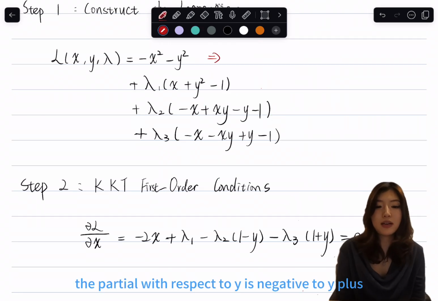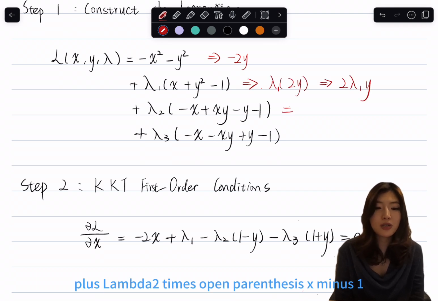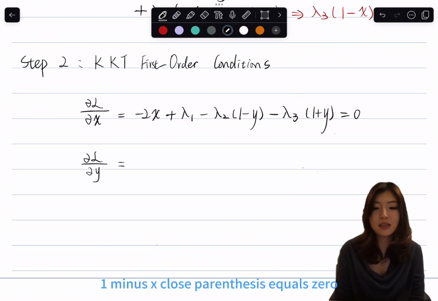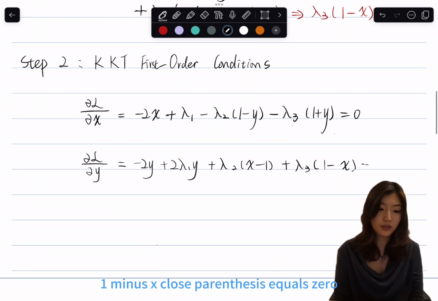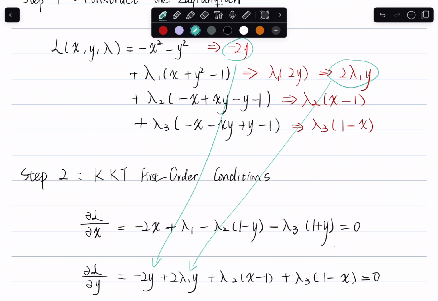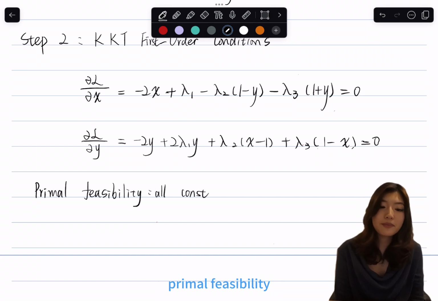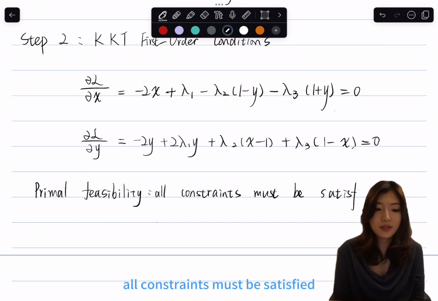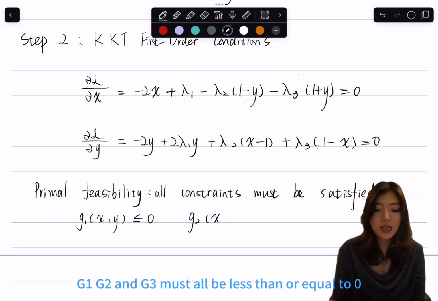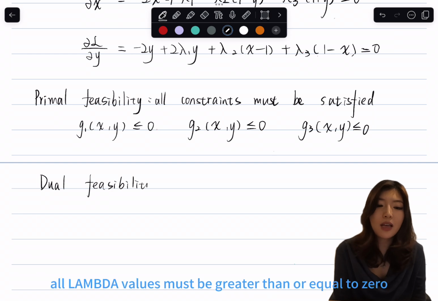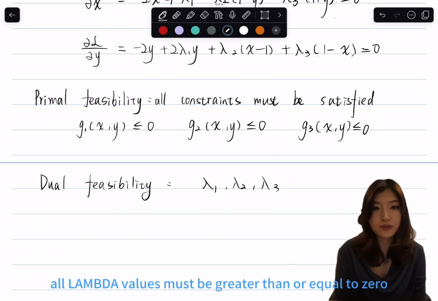The partial with respect to y is negative 2y plus 2 lambda 1 y plus lambda 2 times open parenthesis x minus 1 close parenthesis plus lambda 3 times open parenthesis 1 minus x close parenthesis equals 0. We must also satisfy primal feasibility. All constraints must be satisfied. G1, G2, and G3 must all be less than or equal to 0. And dual feasibility. All lambda values must be greater than or equal to 0.